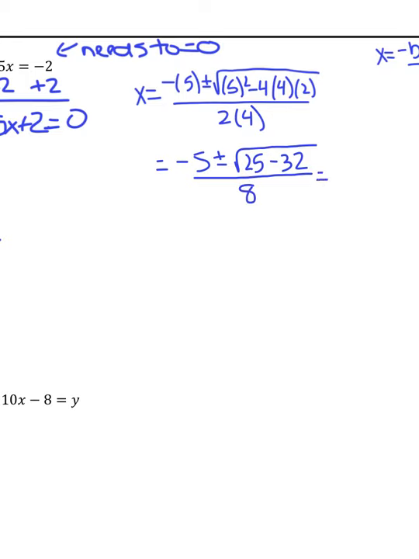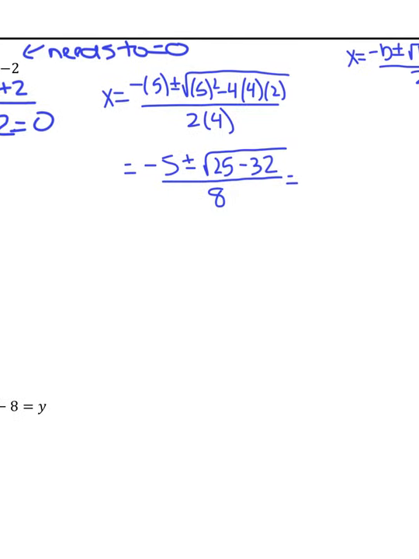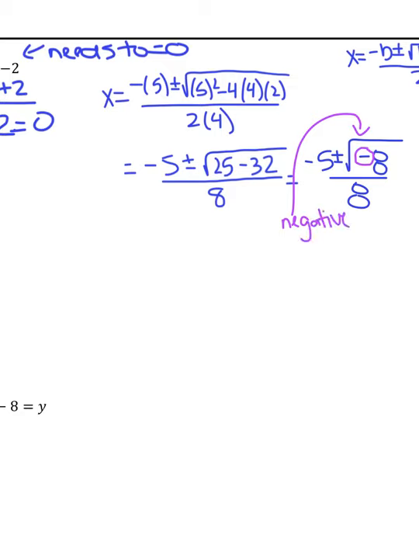Okay, now we've got to simplify what's under that radical. It's the same kind of steps and process every time. Negative 5 plus or minus the square root of 25 minus 32, which is negative 7, divided by 8. All right, we hit this point in the problem, and some red flags should be going off for you, right? We have a negative under the radical. If there's a negative under the radical, then we should already have the answer. We stop working. The answer is no real solutions.